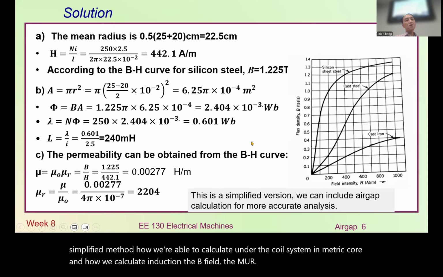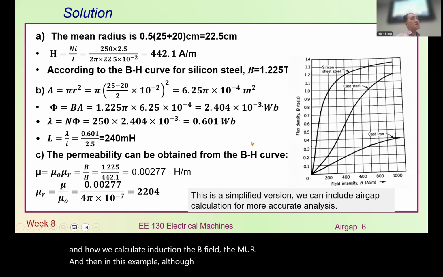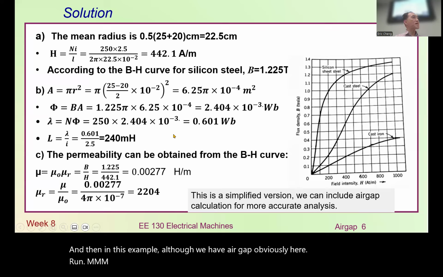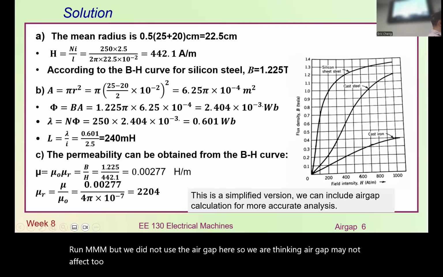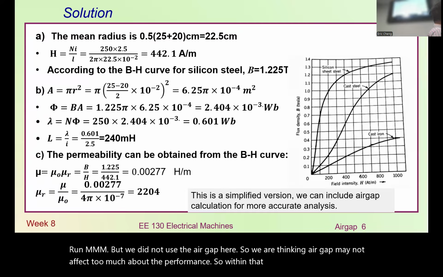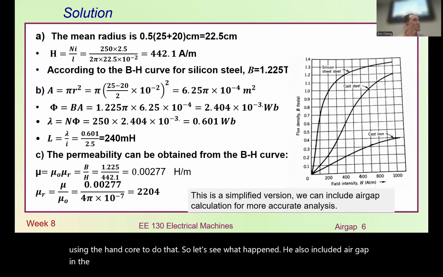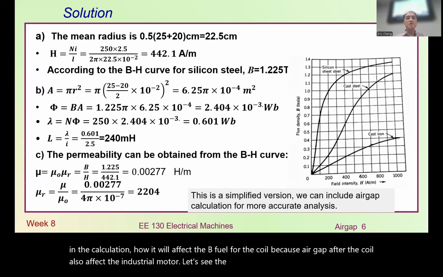In this example, although we have an air gap of 1 mm, we did not use the air gap here. We were thinking the air gap may not affect the performance too much. So during that time, we only calculated using the iron core. Let's see what happens if we also include the air gap in the calculation. How will it affect the B field for the coil? Because the air gap affects the coil, and also affects the induction motor. Let's see the phenomenon, what happened.